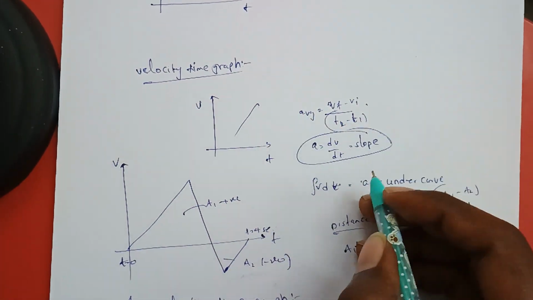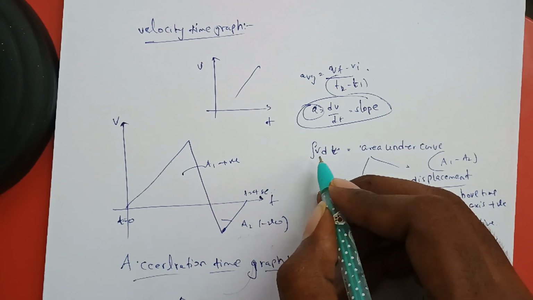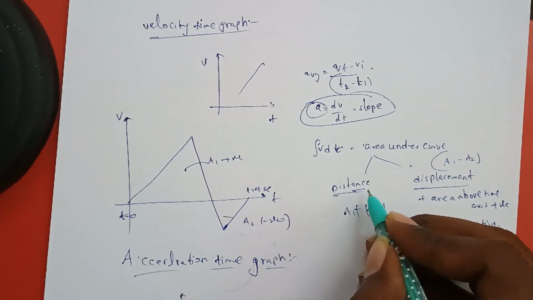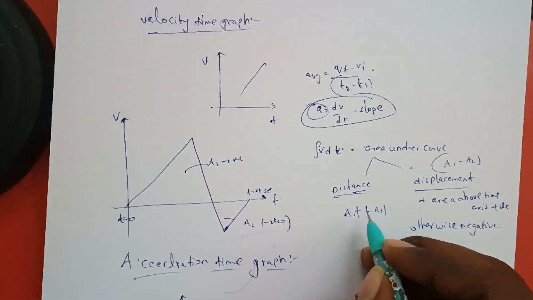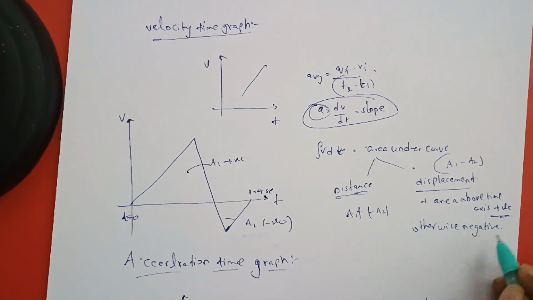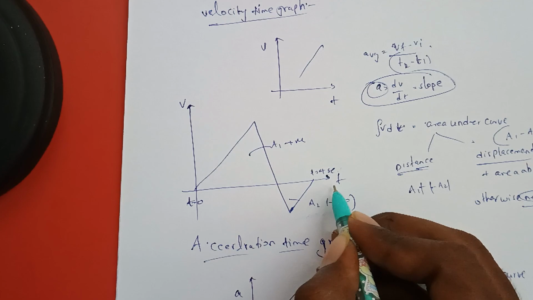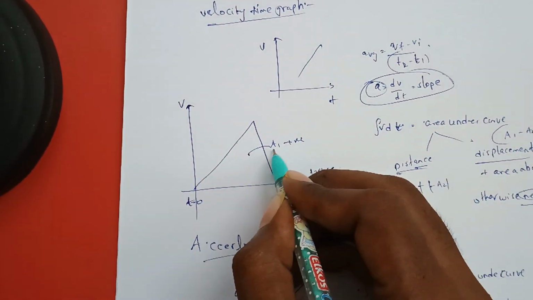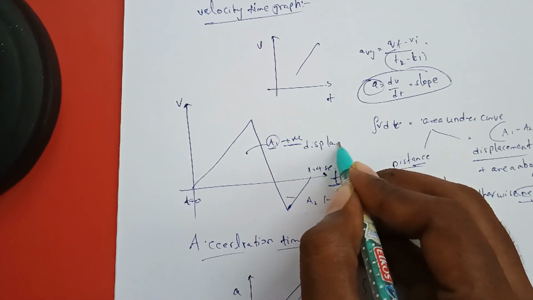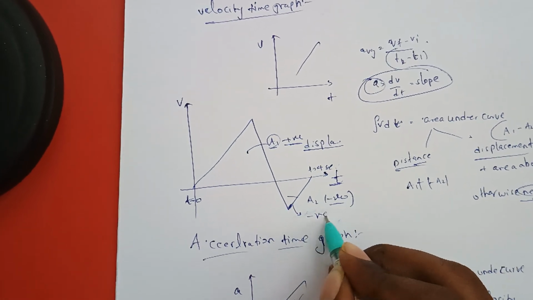Velocity time graph: the slope of the velocity time graph gives acceleration. Area under the velocity time graph gives distance, a1 plus a2. Displacement above the time axis is positive, otherwise it will be negative. Like above the time axis, which is the x-axis, so area 1 is positive displacement, and below the time axis is negative displacement.